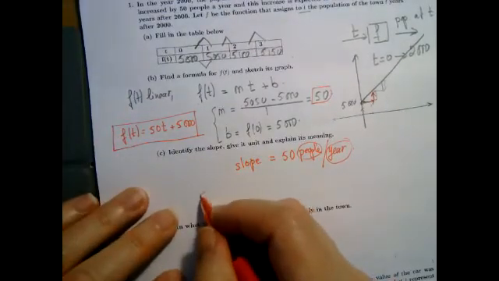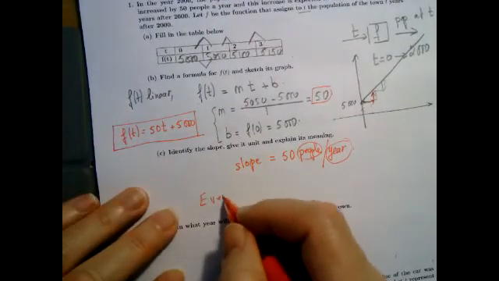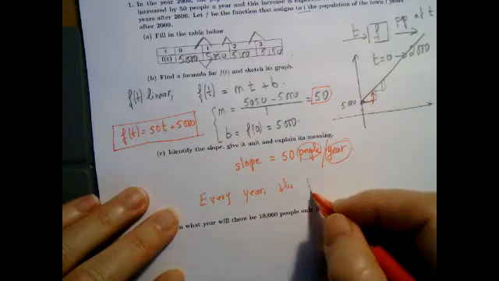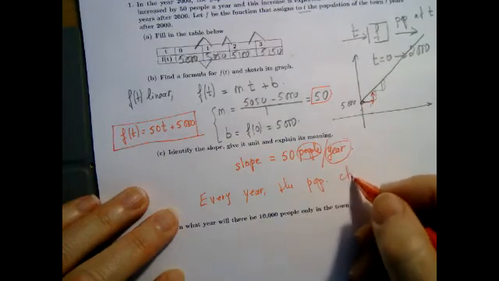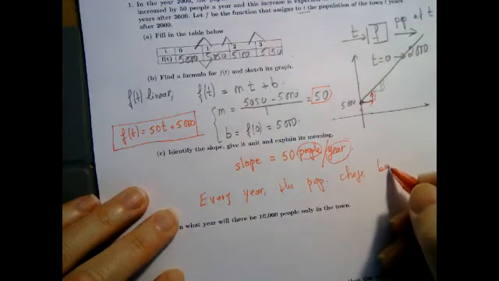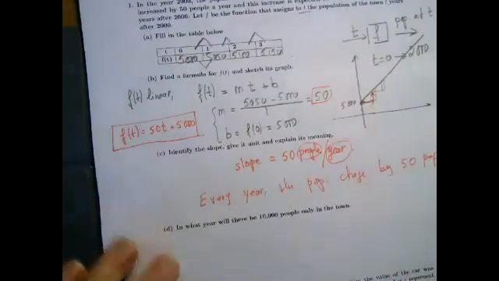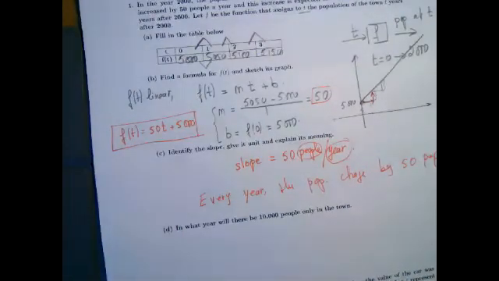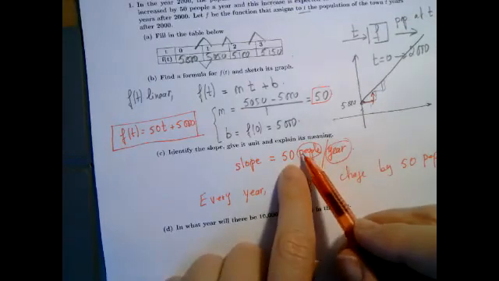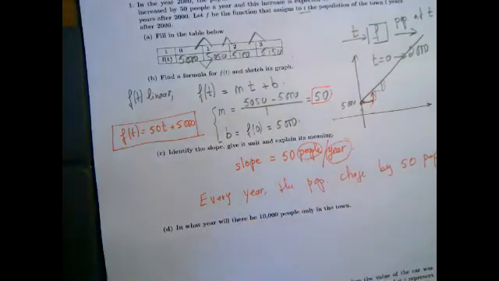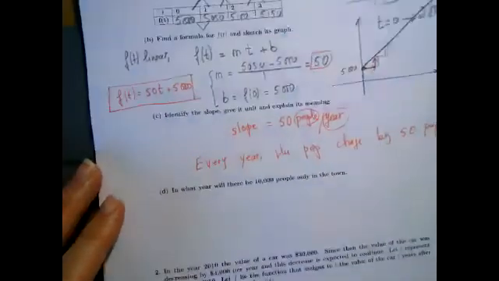Explain its meaning. It tells me that every year, at a constant rate, the population changes by 50 people. The rate is constant. That's what the unit is. So the unit is people per year. It means every year the population changed by that much. Now D is, sorry.